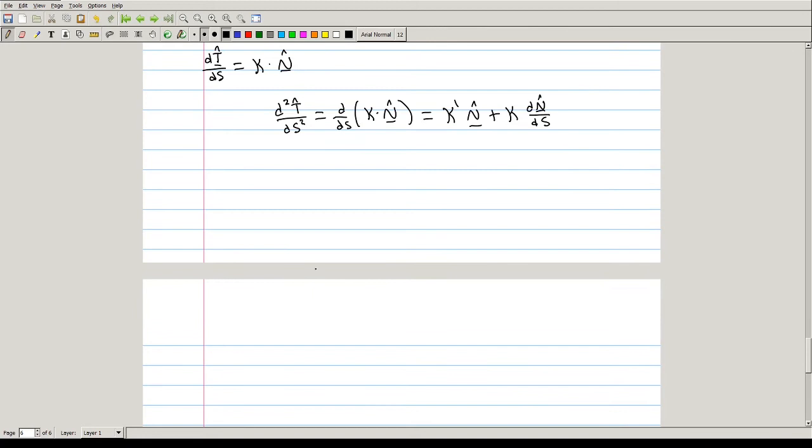And we can go through and actually simplify this a little bit more, because remember from the second Frenet-Serret formula, this expression right here is equal to kappa prime n hat plus kappa times this derivative. From the second Frenet-Serret formula, it will be negative kappa times t, and then minus tau times b. This is our first simplification here.